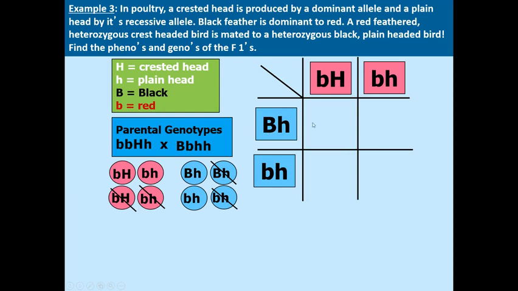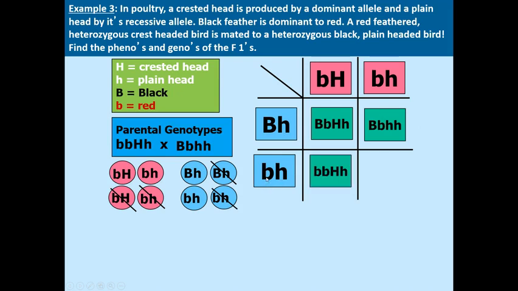So big B, big H, little h. Next one, we have a big B, and two little h's. Little b, big H, little h. And finally, little b, little h, little h.